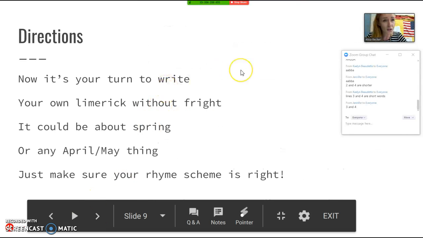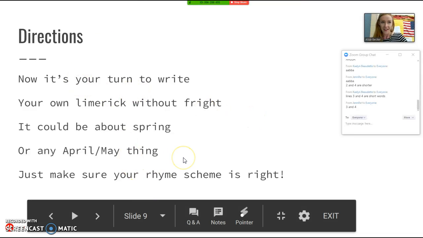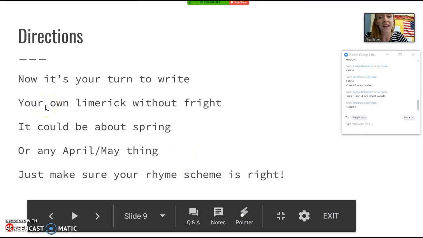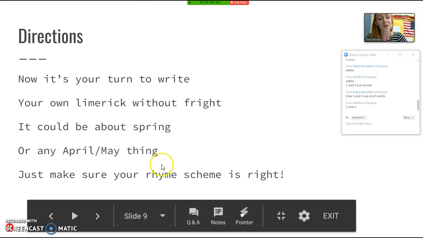Finally, here are your directions for your assignment. And I did write it in the form of a limerick, so we'll check my rhyme scheme and the length of my lines at the end. It says, now it's your turn to write your own limerick without fright. It could be about spring or any April, May thing. Just make sure your rhyme scheme is right.